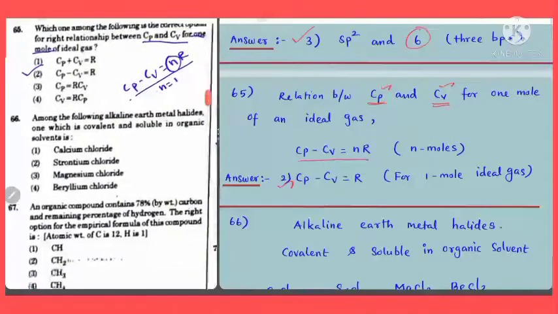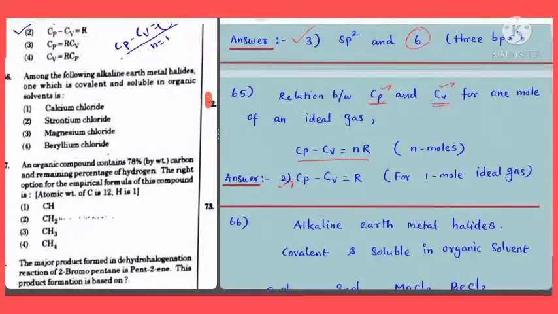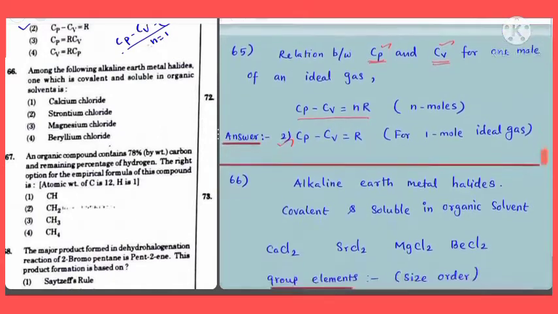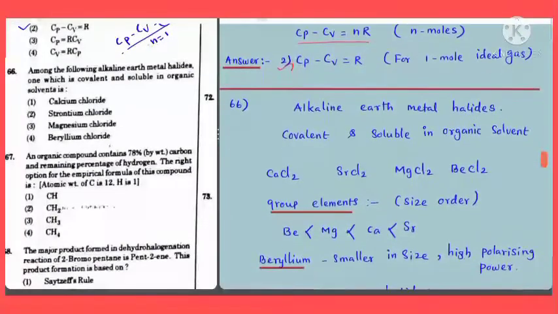Now question number 66. Among the alkaline earth metal halides, you are given some halides. Among the given four, one is covalent in nature, and being covalent, it readily dissolves in organic solvent. The halides given are calcium chloride, strontium chloride, magnesium chloride, and beryllium chloride.